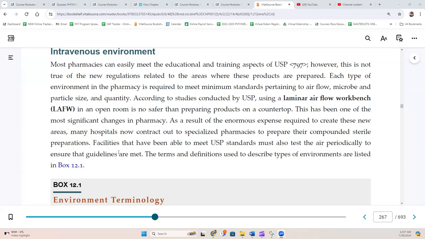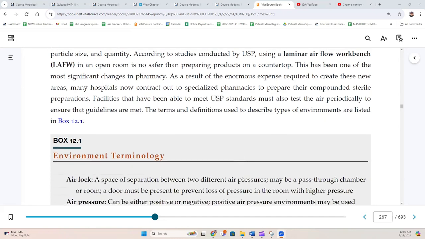This has been one of the most significant changes in pharmacy. As a result of the enormous expense required to create these new areas, many hospitals now contract out to specialized pharmacies to prepare their compounded sterile preparations. Facilities that have been able to meet USP standards must also test the air periodically to ensure that guidelines are met.